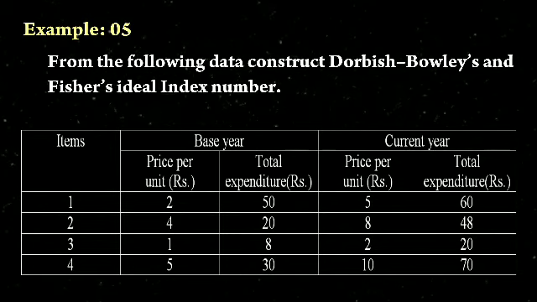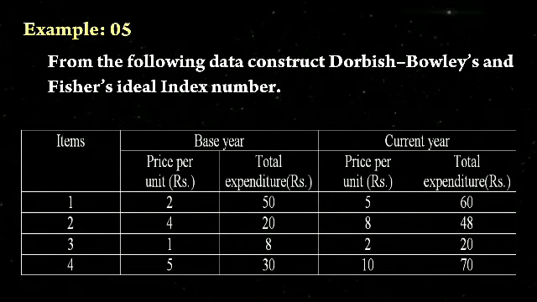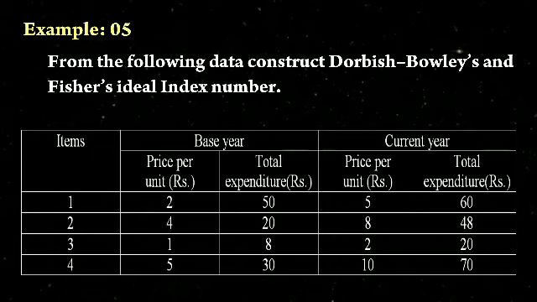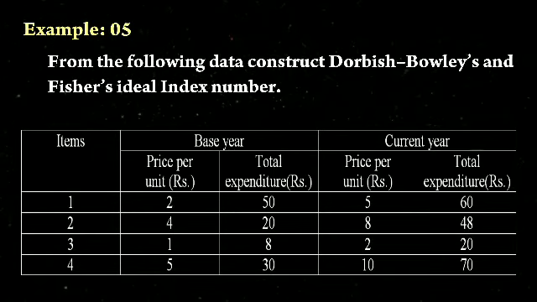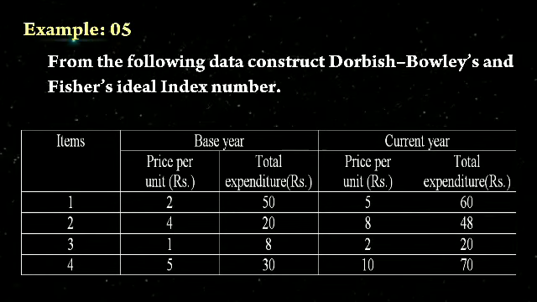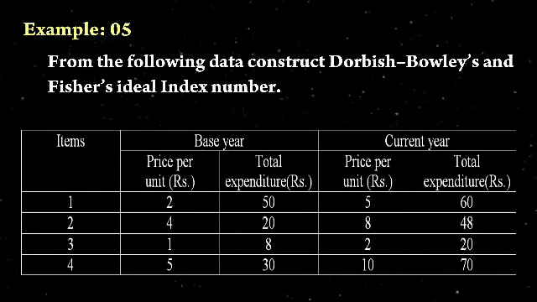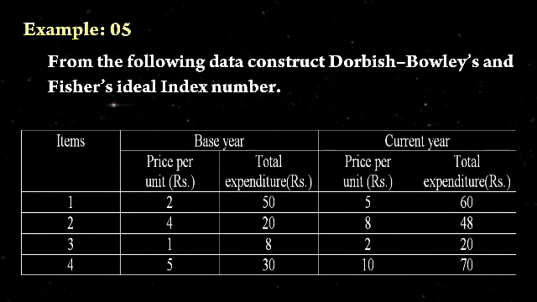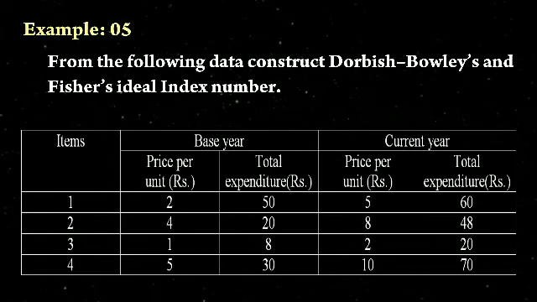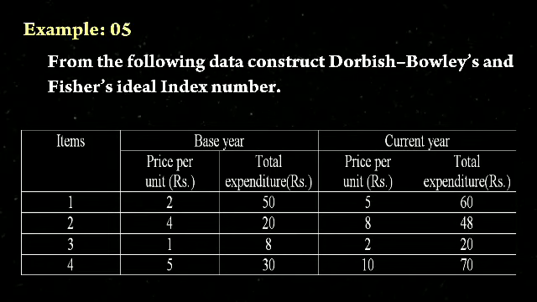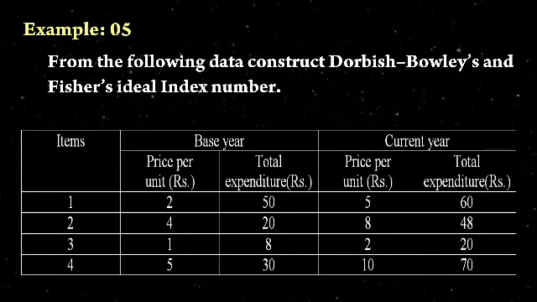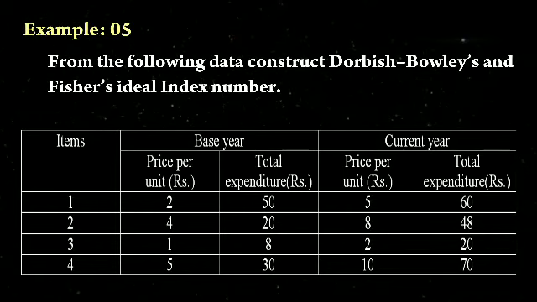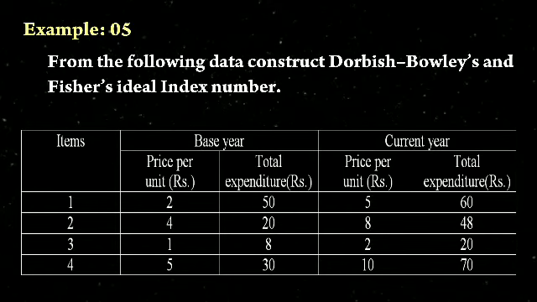Why is the Fisher index called ideal? Because mainly this is constructed based on the geometric mean value, which is the appropriate measure to construct an index number, because geometric mean is expressed in ratios and index number is all about the relative changes between the base and the current year. That's why Fisher's price index is called the ideal index number.